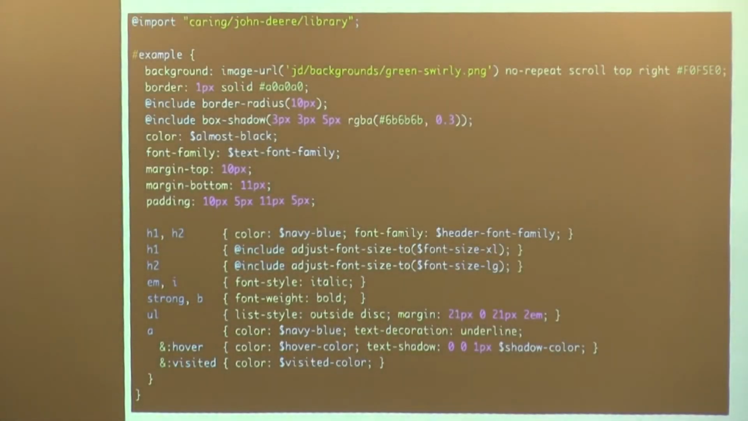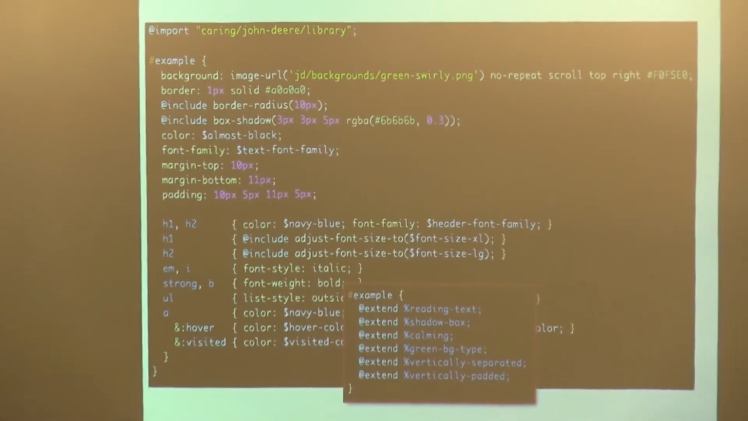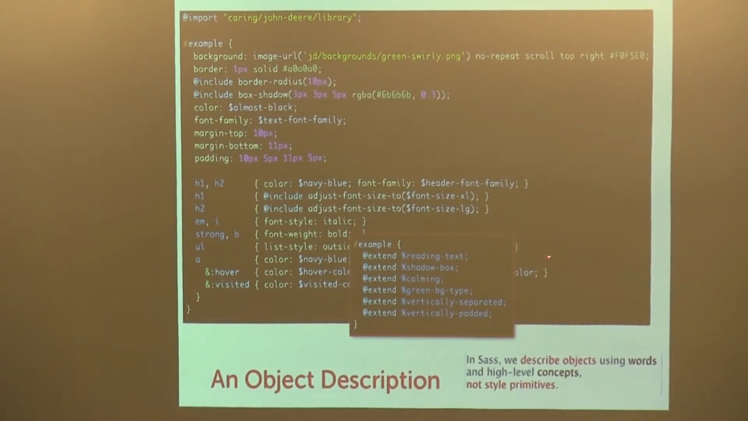And so what we started with was this big giant mess of property soup. And what we end up with is a description of an object. What we're saying here is this example object is composed of reading text in a shadow box. It's calming. It's got a foreground color that goes with the background color. And it's vertically separated and vertically padded from the rest of the content around it.